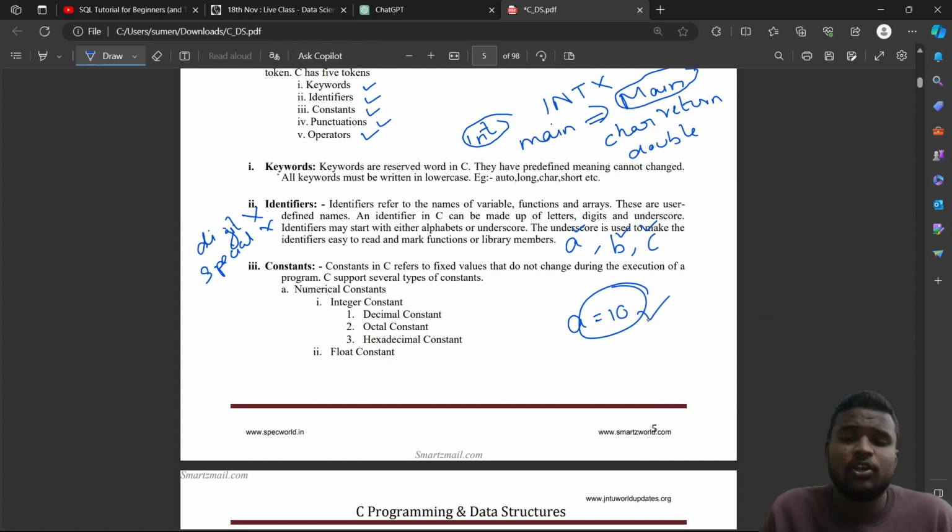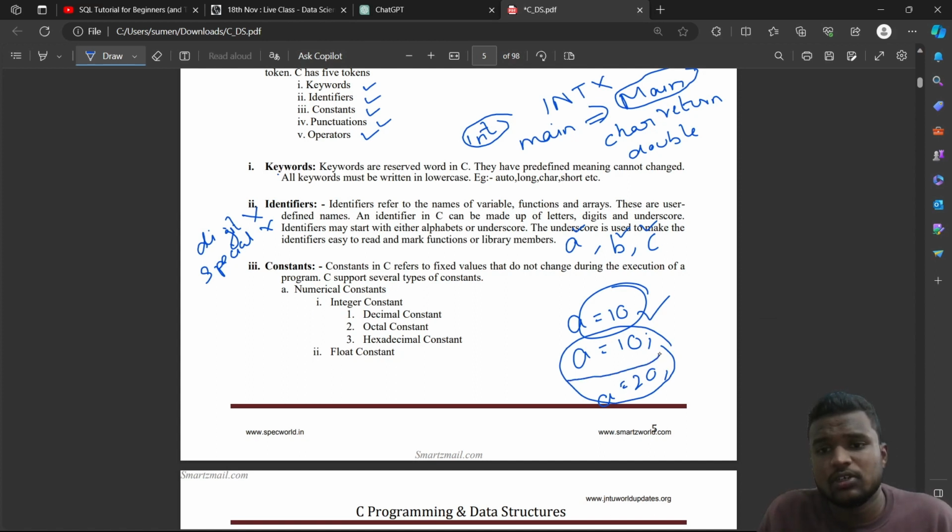Within the program, a variable can be changed. For example, if you give A equals 10 at one line of the code, you can change it again to A equals 20. So we can change it within the code, but while the code is getting executed, you cannot change it, for example from A equals 10 to 20. That's what it means. A constant is a fixed value which cannot be changed during the execution of the code.